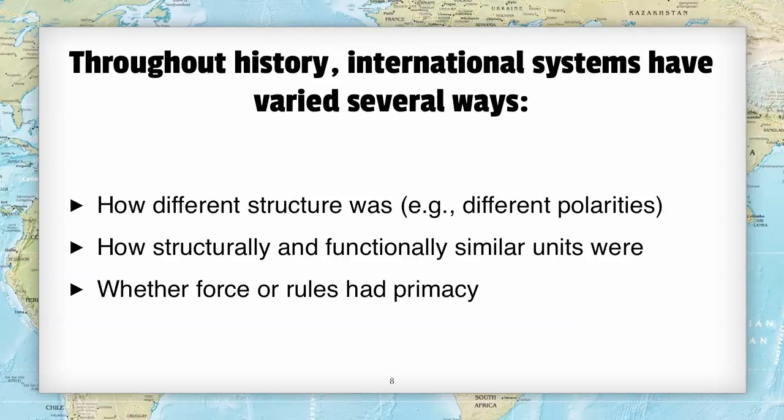So throughout history, again, international systems have varied in some very important ways. And the questions we ask basically are, how different is the structure? What's the polarity of these different international systems? We look at how structurally and functionally similar the units are. Was this a system where you had one big empire and a bunch of little city-states? Or was this an area where it was mostly tribes? What's the overlap there? And then lastly, one of the more important questions, which leads to the different observations that different perspectives make, is what kind of rules have primacy? What's the norm?